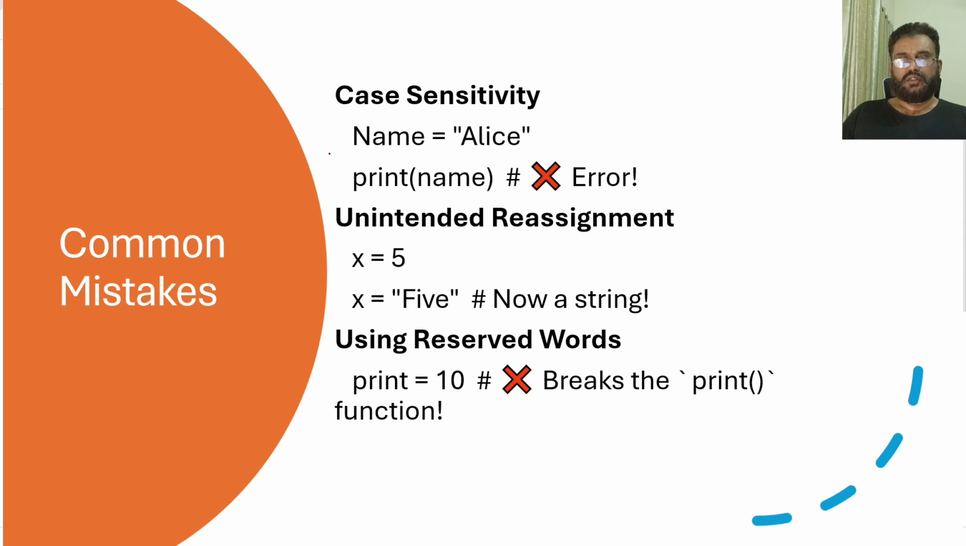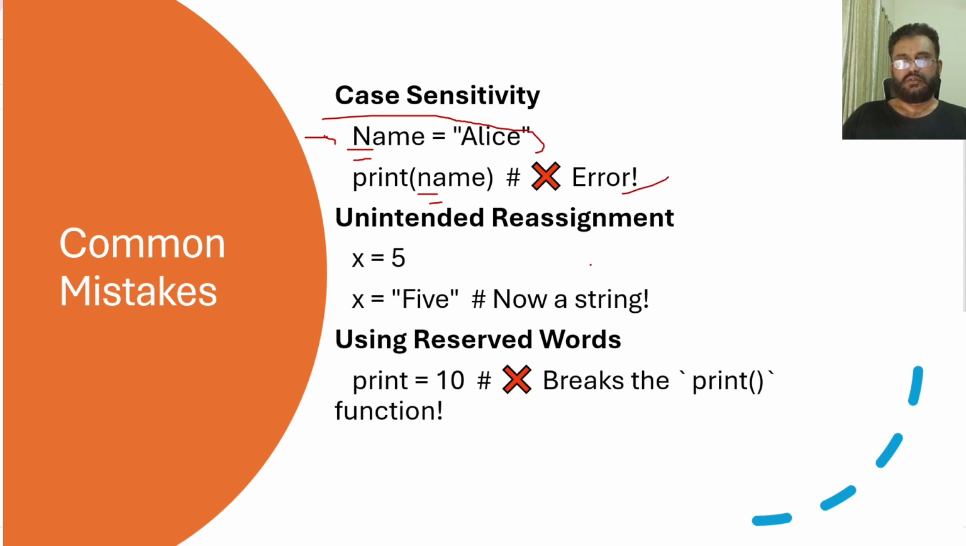So here again, an example of case sensitivity. We declare the variable name with a capital N, and we try to print it with a small n. So Python will not recognize this variable because it has not been declared with the same syntax as it is here in this line. So it will complain and it will give you an error.